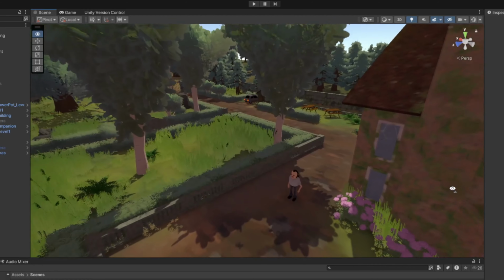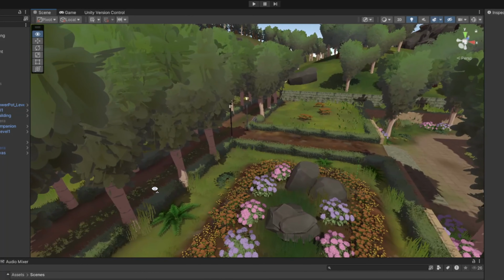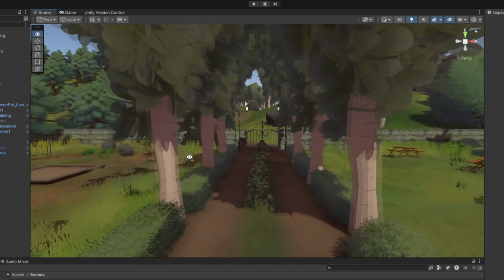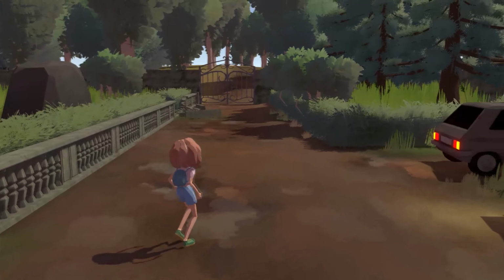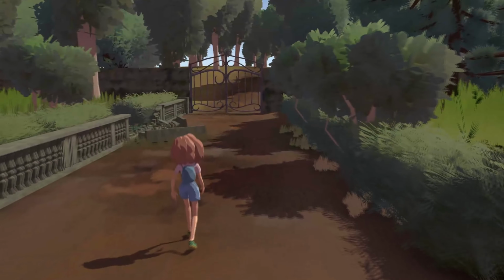But we noticed that our FPS started tanking, and it wasn't really because of the most obvious reasons such as lights or triangles. No, this was something else. And we started investigating, and we started noticing that the way we did all our trees and our foliage in our game was probably one of the biggest reasons why we had this problem.